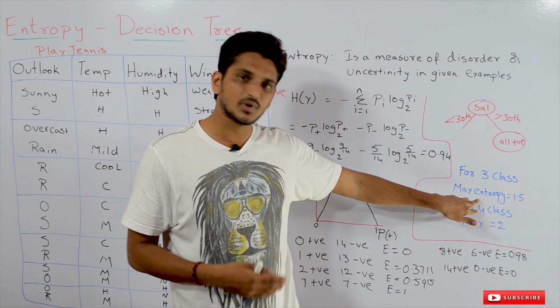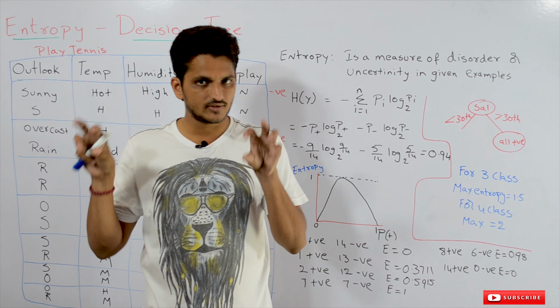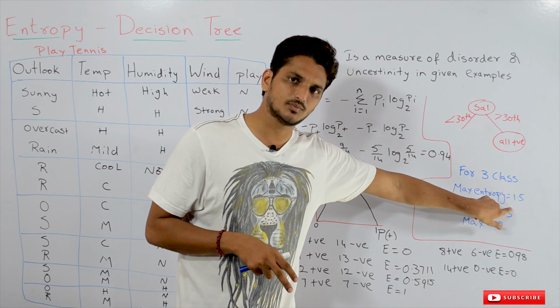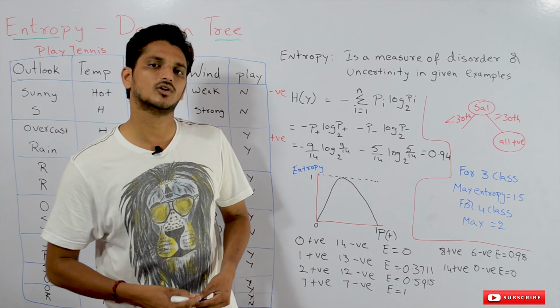Take an example of 3-class classification: 5 positive points, 5 negative points, and 5 neutral points. Calculate the entropy, and you will get the maximum entropy. Do it on your own. Hope you understand the concept.